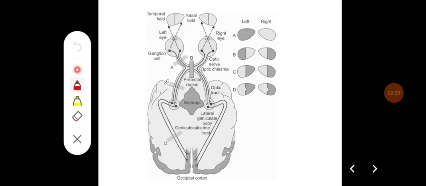So this diagram shows different defects in the field of vision. If the lesion is in the optic nerve, it is going to lead to anopia. If the lesion is in optic chiasma, it is going to lead to bitemporal hemianopia. And if the lesion is C, that is left optic tract, it is going to lead to right homonymous hemianopia. And if the lesion is at the cortical level, or in the optic radiation, it is going to lead to homonymous hemianopia with macular sparing.